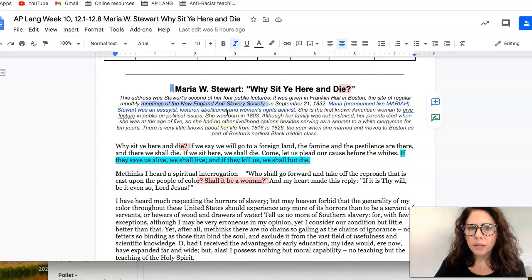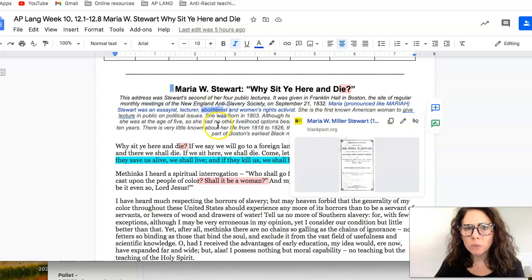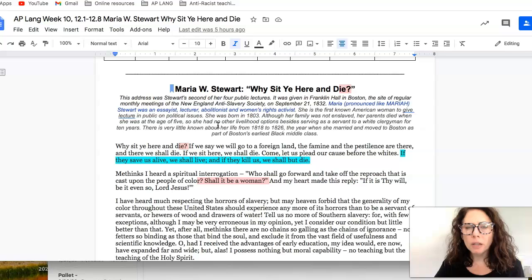And so if I don't know the word abolition or abolitionist, I'm looking at the main part of that word. The word inside the word sounds like abolish, to get rid of. So an abolitionist, I can figure out here, if she was speaking at an anti-slavery society, is someone who is working to end slavery, anti-slavery. So I know a little bit more about her audience.